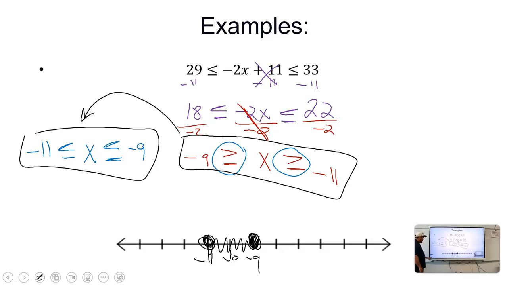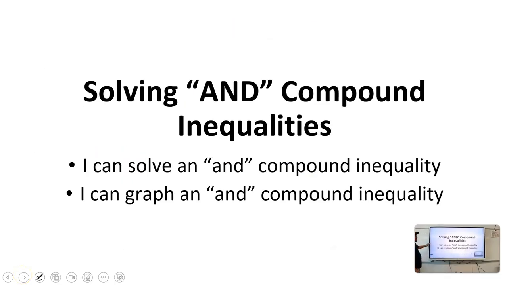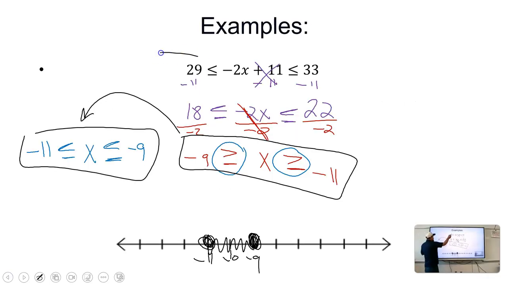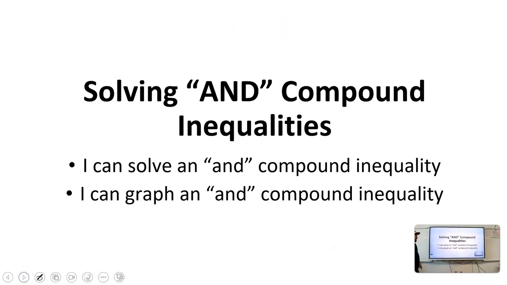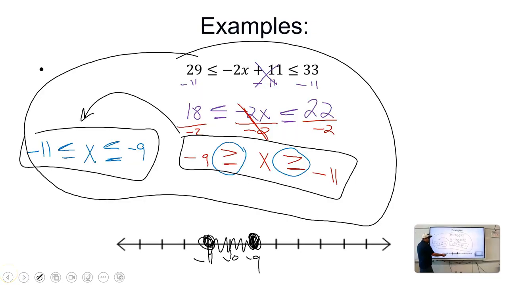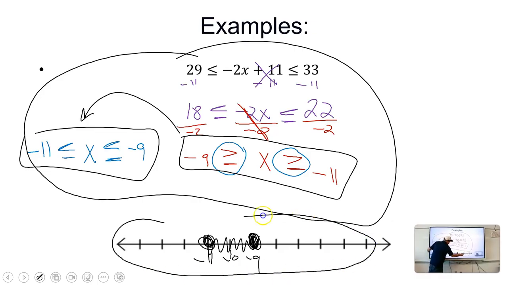So let's review our goals. I can solve an and compound inequality. That's what we did up here. This was solving. And then our second goal was we can graph it. That's what we did down here. So those were our two goals.